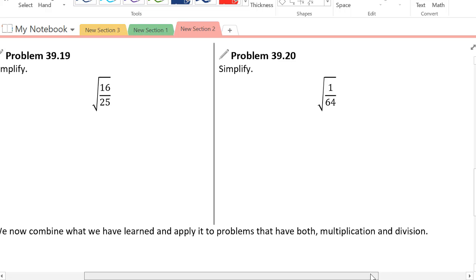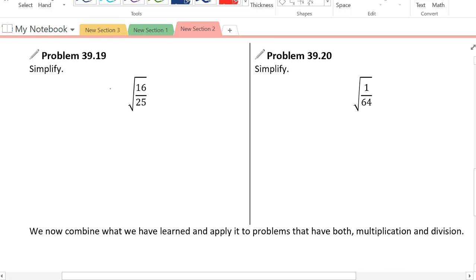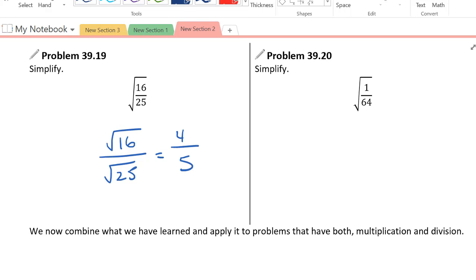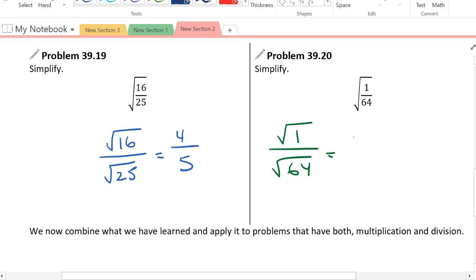So here we have radical 16 over 25. What am I going to do? Split up the numerator and then split up the denominator, into radical 16 divided by radical 25. What does that give us? Radical 16 is 4, radical 25 is 5. That's it. Next one, same thing. You want to split them up into radical 1 divided by radical 64. Square root of 1 is 1. Square root of 64 is 8. And that's it.